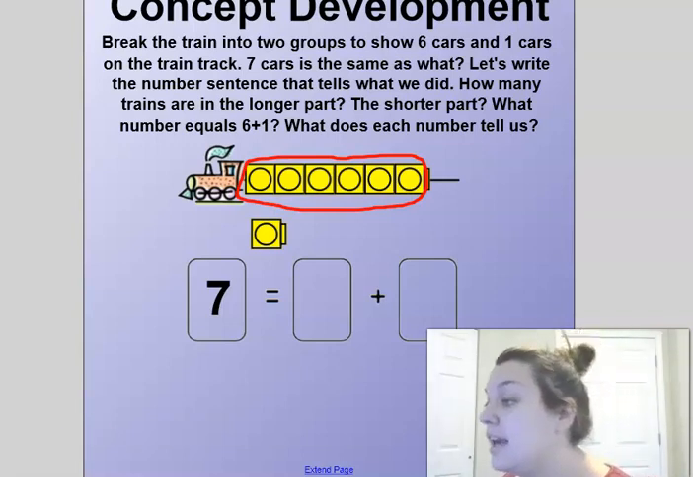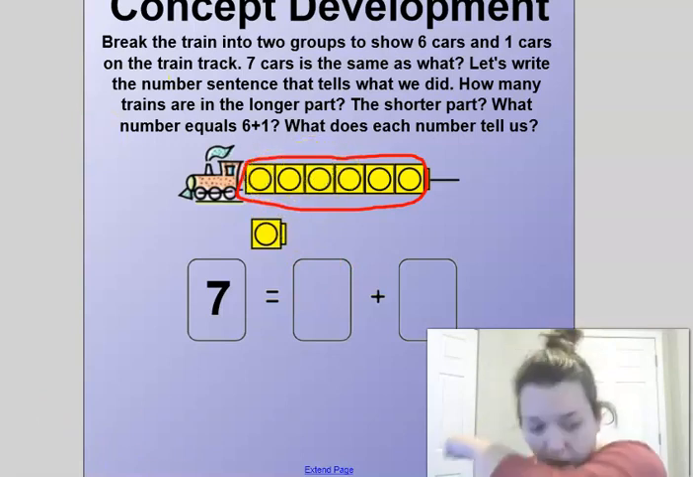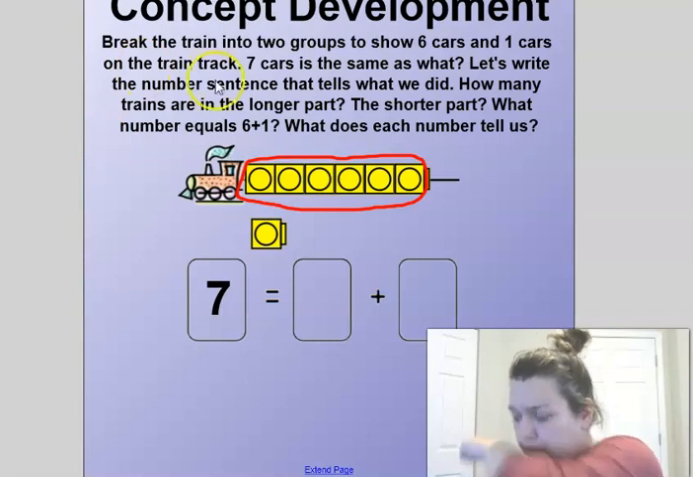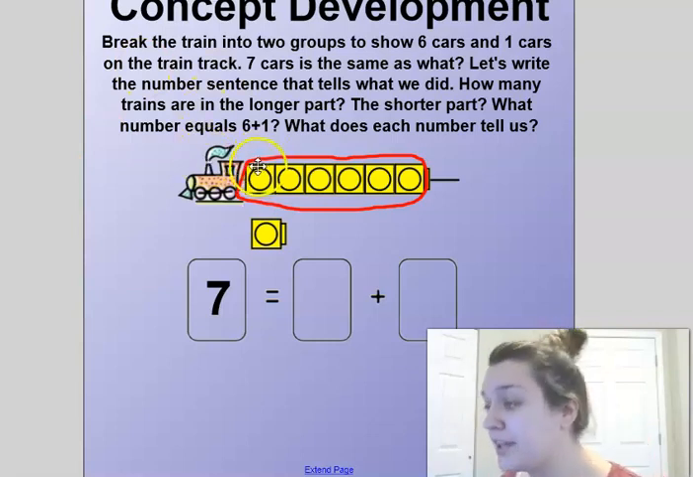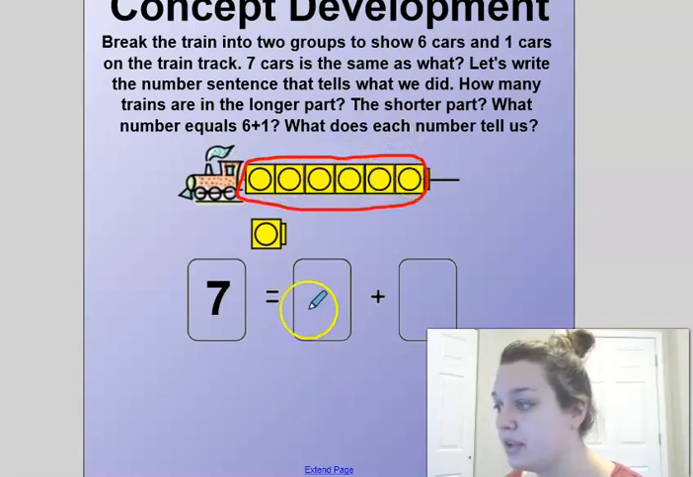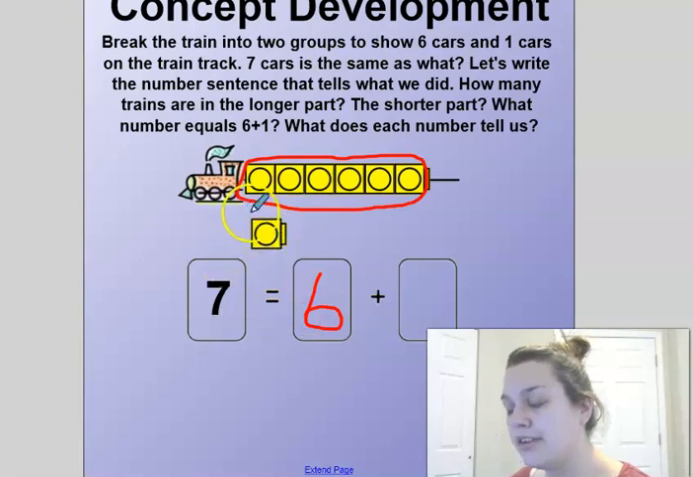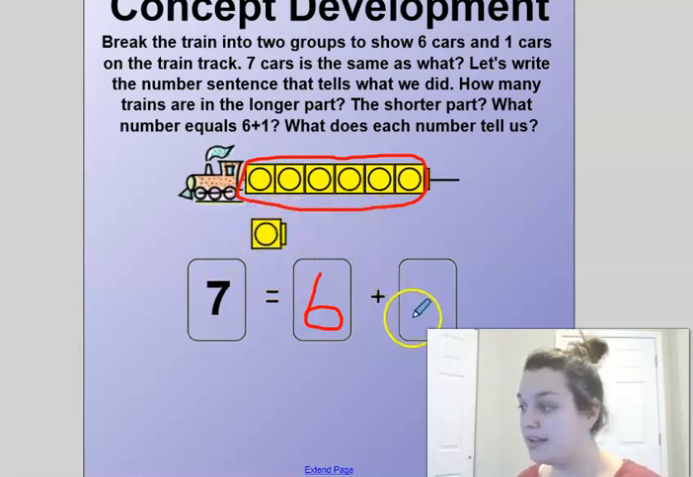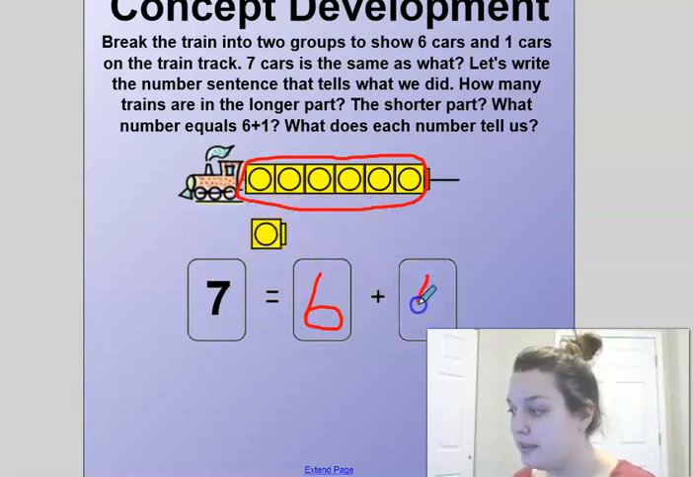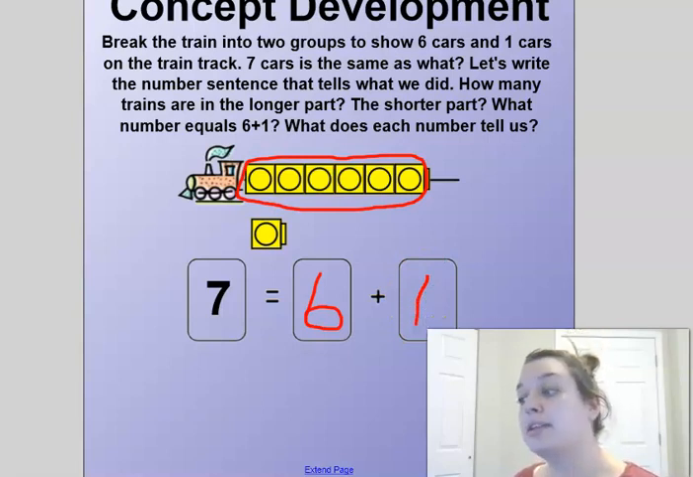So, how many did I circle here? 1, 2. I'm sorry. Let's start over. 1, 2, 3, 4, 5, 6. So we have 6. So 7 equals 6 plus, how many are down here? Just 1. This is what your number sentence should look like. Okay.